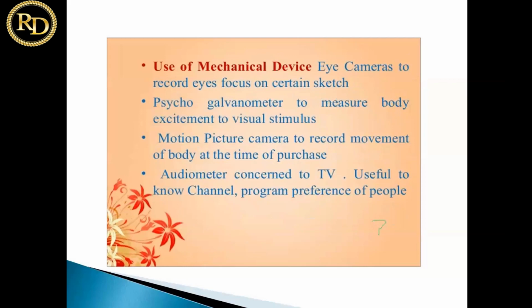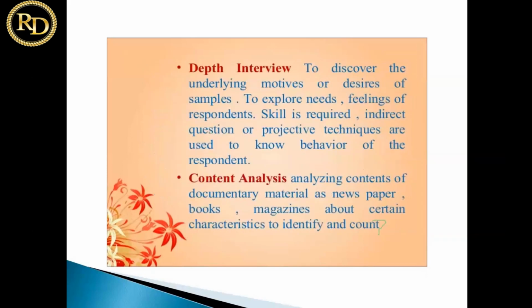These methods are very less used for some specific purpose, but the very much used method is the questionnaire or schedule. So, use of mechanical device. Now we can use some mechanical device to get the information. Eye cameras to record eye focus on certain sketch. Psycho galvanometer to measure body excitement to visual stimulus. Motion picture camera to record movement of body at the time of purchase. And audio meter concerned to TV, useful to know channel program preferences of the people, the choices of the people, liking of the people. So we can use these electronic devices or mechanical devices.